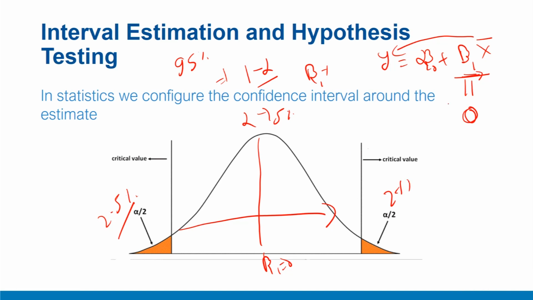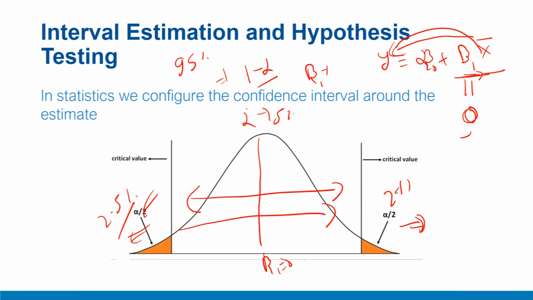Practically, you are assuming that beta 1 is 0, that means x does not affect y. So this is essentially your null hypothesis. If your estimate falls in this region, you tend to not reject your null. However, if your estimate falls in this region, which is the significance region or critical region, then you reject the null and say that beta 1 is not 0, it is significant, and the implication is that x indeed affects y. So there is a relationship between x and y if you are able to reject the null.